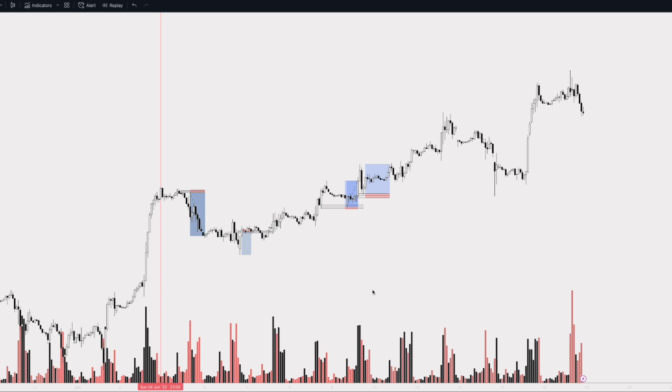Okay, cool. So we've got US 30 here. I'm just using this example. I did not take these trades, but I've just put this as an example so I can show you exactly what I mean.